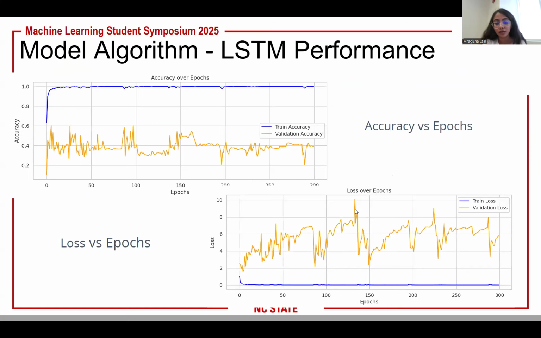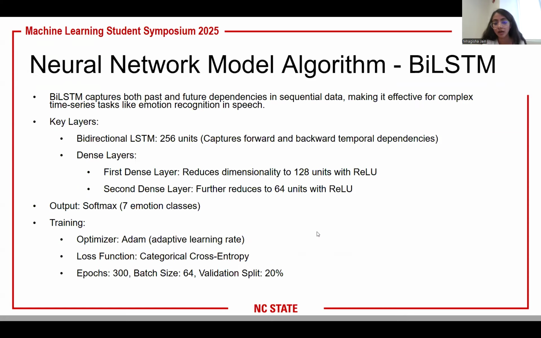For the LSTM model, we plotted the graphs for accuracy versus epoch, which shows the improvement in model accuracy over time, and the loss versus epoch plot shows the reduction in loss, which indicates the model is learning effectively.